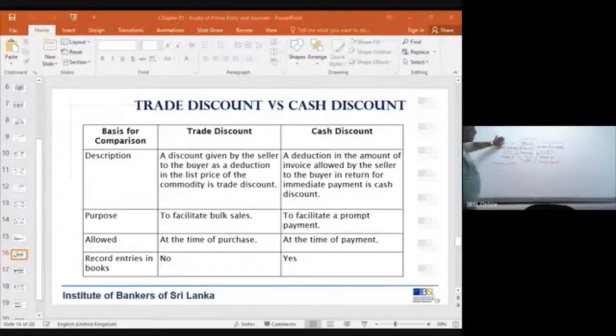In the case of a cash discount, the objective is to encourage payment. You pay immediately, I'll give you a discount. Here, you are trying to sell more, so you buy more products from me, I'll give you a discount, which is called the trade discount. Okay? So I would want you to take down this, because this example would help you to understand more the cash discount and the trade discount. Can you take down?